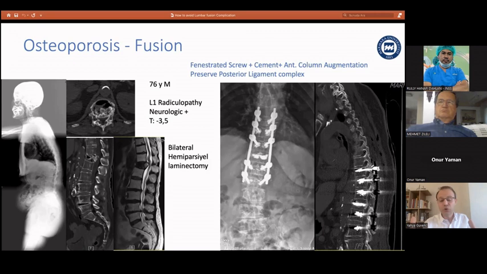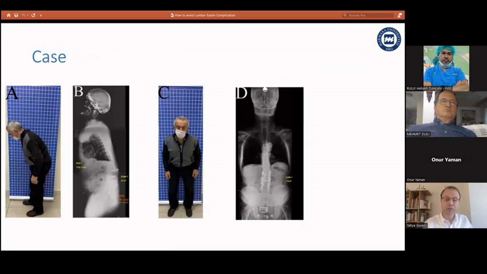All of these are techniques for getting fusion, but sometimes we can't achieve fusion. So we think twice when we use these fusion techniques in osteoporosis patients. I want to show 2 cases about complications.